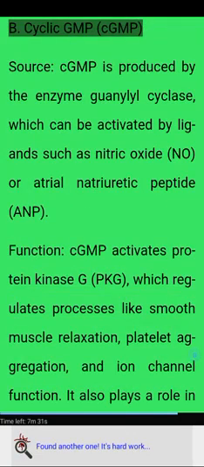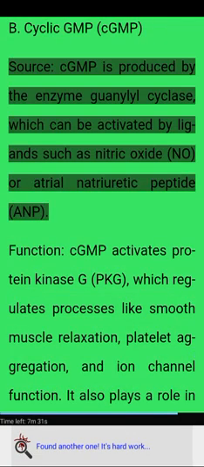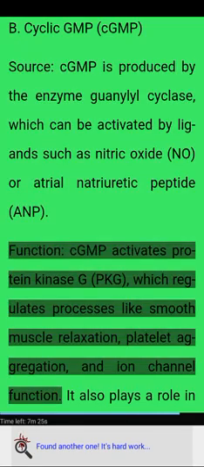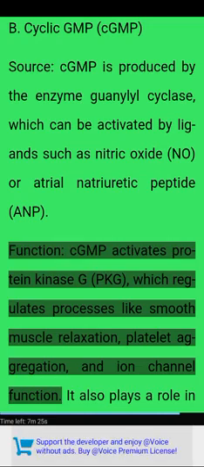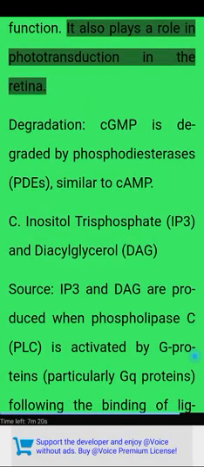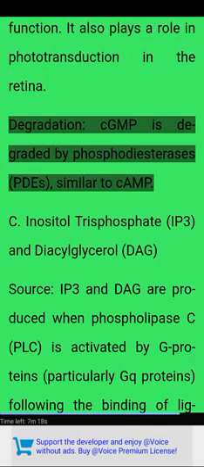B. Cyclic GMP, cGMP. Source. cGMP is produced by the enzyme guanylyl cyclase, which can be activated by ligands such as nitric oxide, NO, or atrial natriuretic peptide, ANP. Function. cGMP activates protein kinase G (PKG), which regulates processes like smooth muscle relaxation, platelet aggregation, and ion channel function. It also plays a role in phototransduction in the retina. Degradation. cGMP is degraded by phosphodiesterases (PDEs), similar to cAMP.